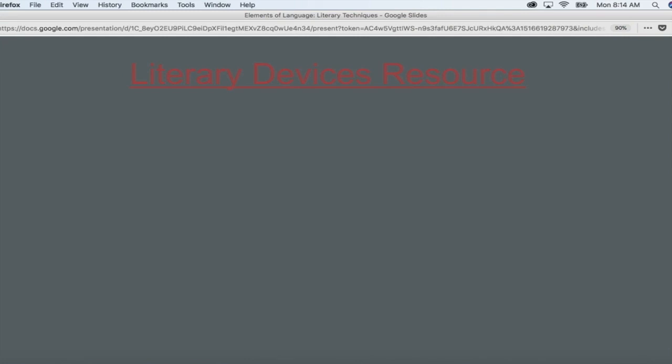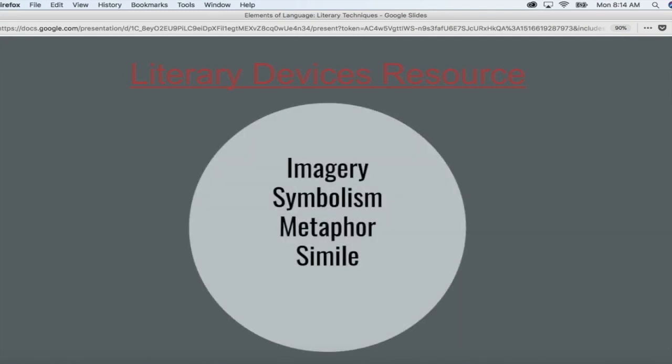Now, we're looking at elements of language known as literary figures or figurative language. You can use the Literary Devices website again here to look up many of these terms and to see examples of how they might be used.